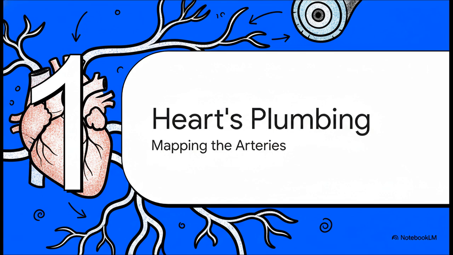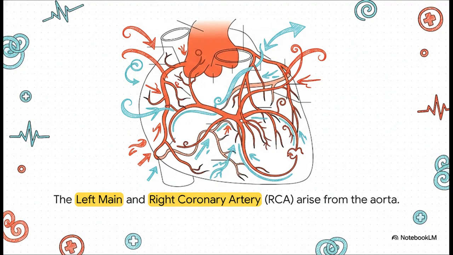You really need to be able to visualize this plumbing in your mind's eye, whether you're staring at a diagram or an actual angiogram in the cath lab. It all starts right here, at the root of the aorta, literally just above the leaflets of the aortic valve. You've got two main players branching off, the right coronary artery, which everyone just calls the RCA, and the left main. Now, the left main is short, and it quickly splits into two other huge arteries, the left anterior descending, the famous LAD, and the circumflex artery.